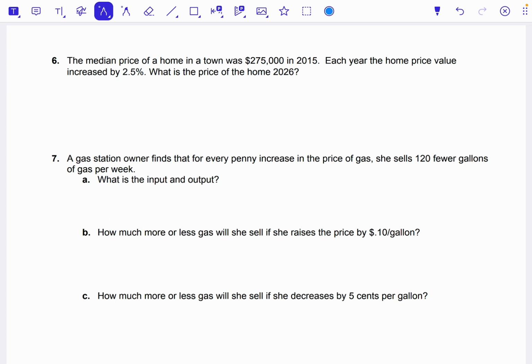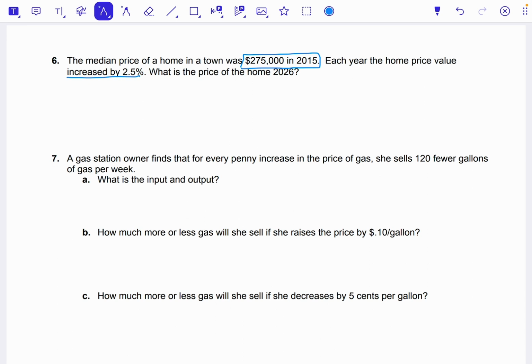With this particular question, we have the median home price. Oh, this should sound familiar. In a town was $275,000 back in 2015. But each year, the price value is increased by 2.5%. So we got that percentage increase, so we should have a little ding, ding, ding bell going off in our head. All right, that's a relative change, so we probably want an exponential function. And we want to know the price of the home in 2026.